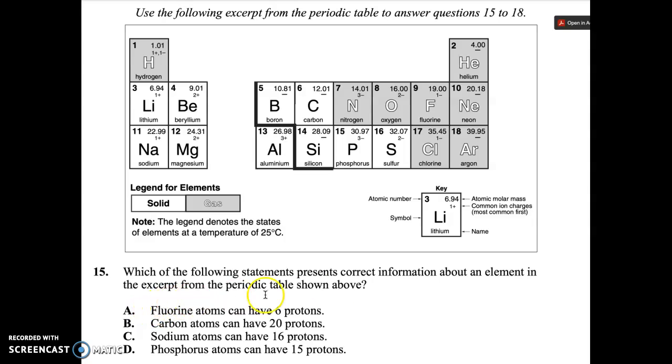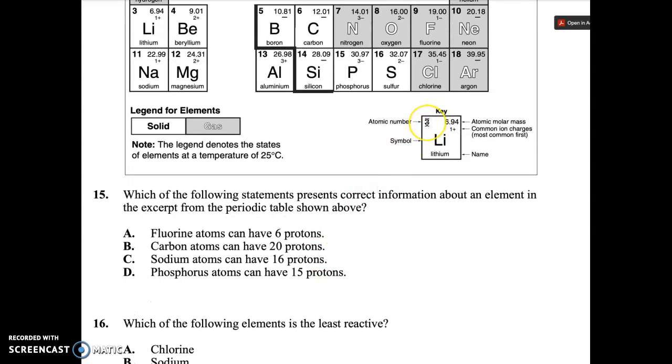Out of the examples that are showing here, which one is true? Does fluorine have 6 protons? No. Carbon has 6 protons. Fluorine has 9. Does carbon have 20 protons? No, it has 6. 20 I believe is calcium. Sodium atoms can have 16 protons? No, sodium atoms have 11 protons. Phosphorus atoms have 15. Yes, they do.